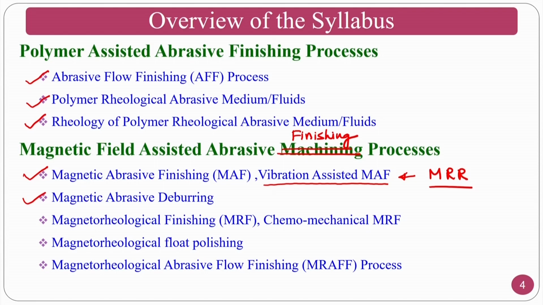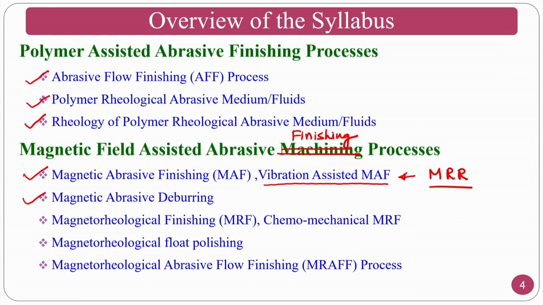So, in magnetic abrasive deburring, the chips that are adhered to the workpiece can be removed. Magnetorheological finishing process and chemomechanical MRF are studied, where CMP, chemomechanical polishing, is combined with magnetorheological finishing process, and we came up with a hybrid version that is called chemomechanical MRF process.